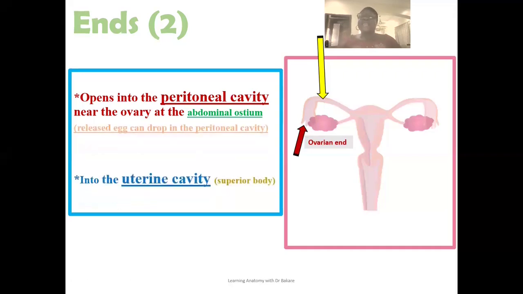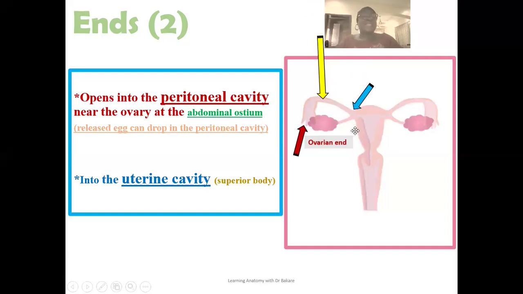Then on the other hand here, we have the uterine end. This is the end that is related to the uterus, and this is why it is referred to as the uterine end. You see that the uterine end of the oviduct opens into the superior border of the body of the uterus. This is where we have the uterus, and this is the superior angle, where the uterine end will open and be connected to the uterus. So it is through this point that it is connected to the uterus.